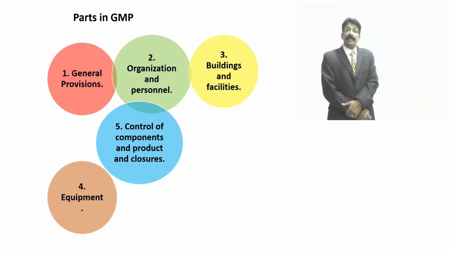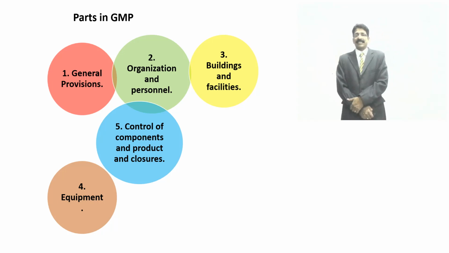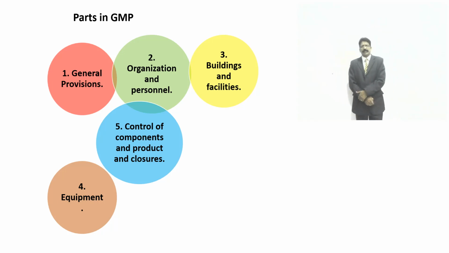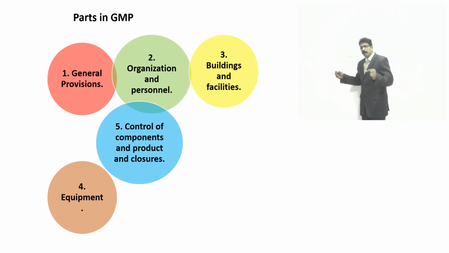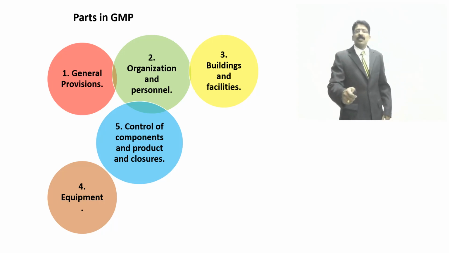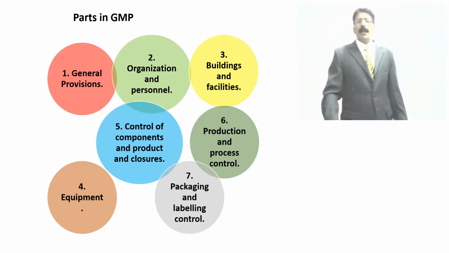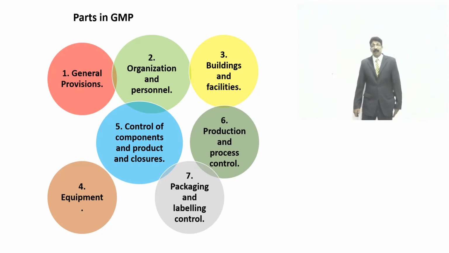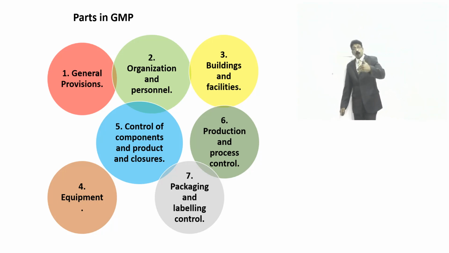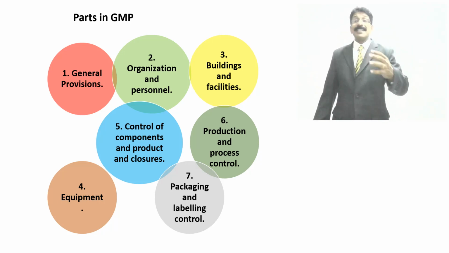components and products and closures. That means containers and closures. Containers and closures also you should have control over. That is also a part of good manufacturing practice. And the 6th one, production and process control. That is good manufacturing process, production and process control.